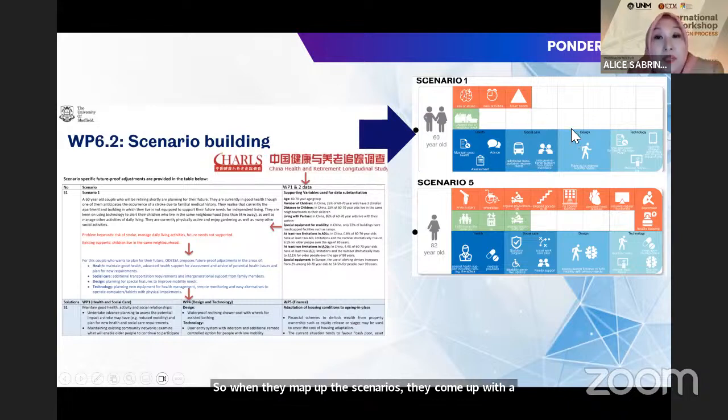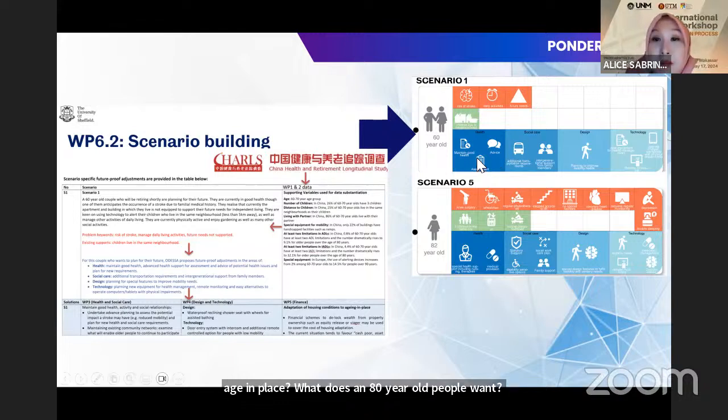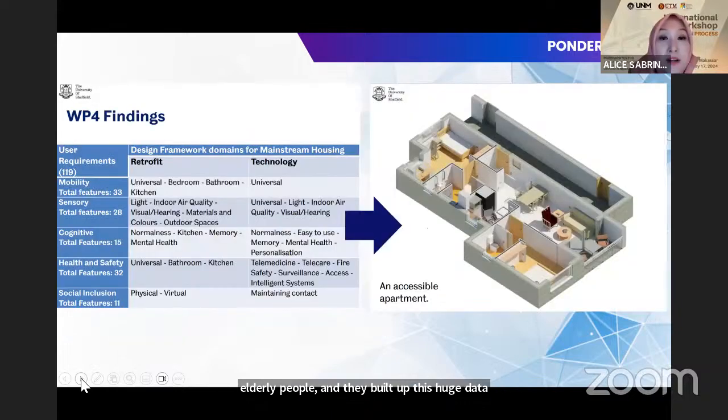And these scenarios are very unique because they actually showcase what the 60-year-old couple want when they want to age in place. What does an 80-year-old person want when they want to age in place? And they come up with this diagram. And this Odessa project maps all of these different scenarios, different ways of living, different backgrounds, different genders of these elderly people, and they built up this huge data. And so from this huge data finding, they produce the design layout of the apartment.